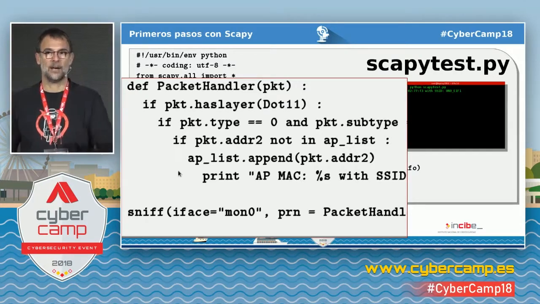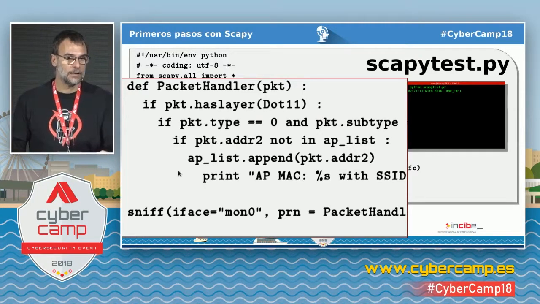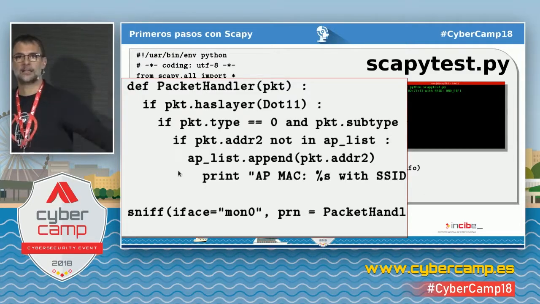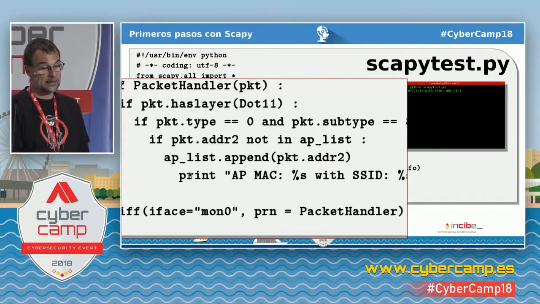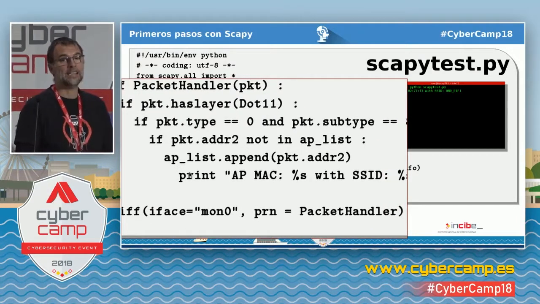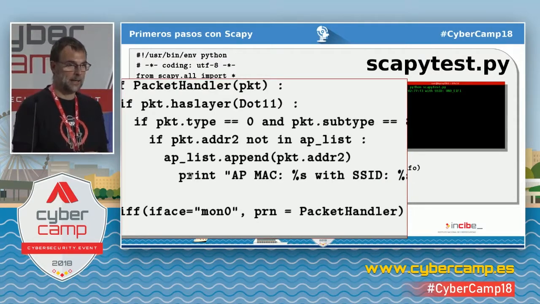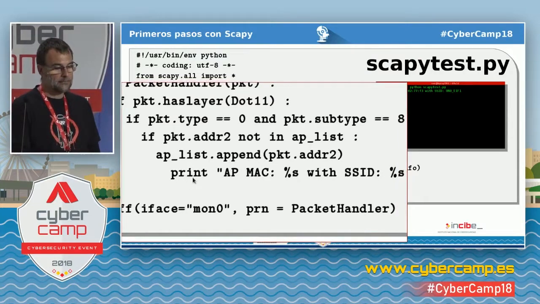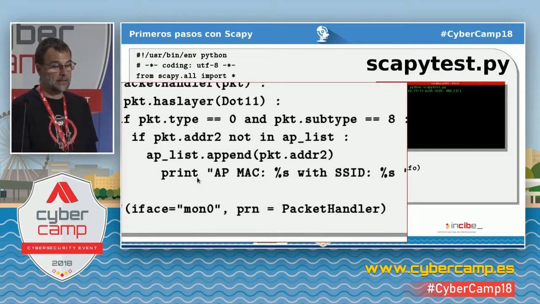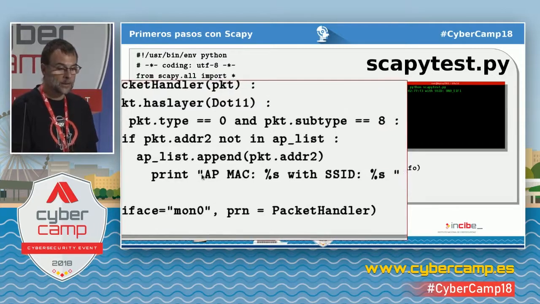Why is that? Because the first time round it will go through. But because I've added it to my list, then it won't the second time it finds it. Then it adds address number 2 to the AP list. So the next time round, it won't be going in. Then it says, what do you need to do?